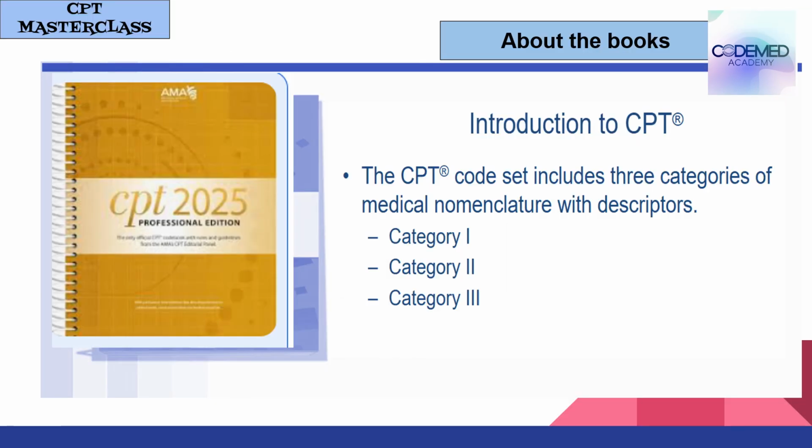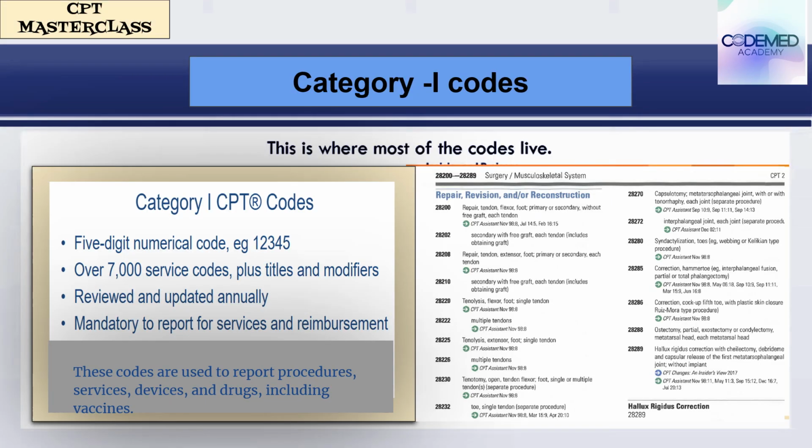Now you will see that the CPT code set includes three categories of medical nomenclature and description. They are the category 1 code, category 2 code and category 3 codes. So let us understand what the category 1 codes mean.